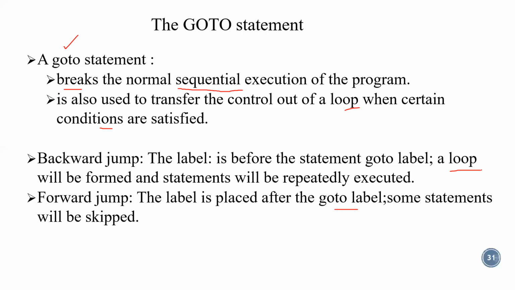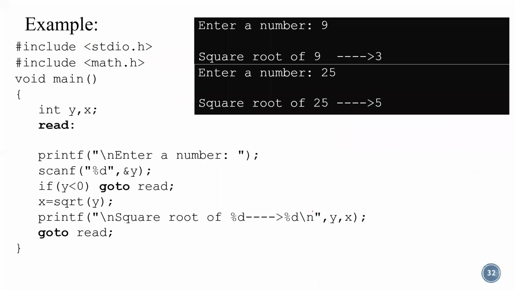So in the next chapter, we are studying loops. In that also, we have the goto statement. Got it? When we perform a backward jump, it is just like a looping statement. And when we perform a forward jump, it acts like a decision making statement, but it is an unconditional jump. So here is an example.